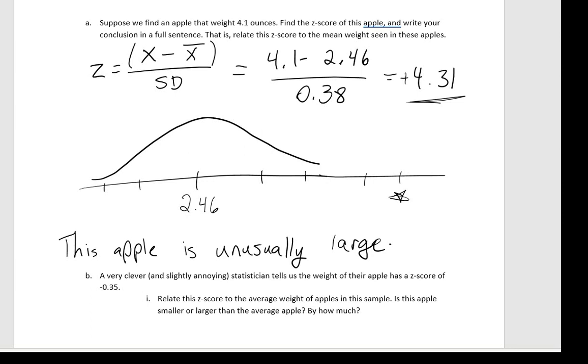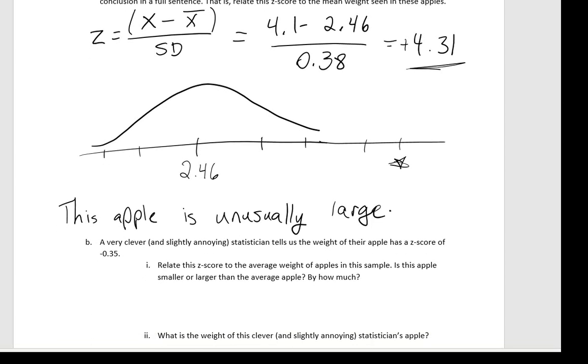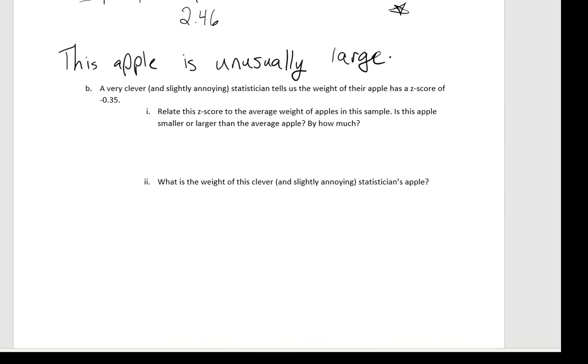Alright, now for part B, we're actually going to do the opposite. So we're going to use the z-score to say something about the weight and then use that to find the exact weight. So this z-score is negative 0.35. Since it's negative, that means that it's going to be smaller than the average apple. And when it asks us to determine by how much, well, it's less than 1 standard deviation away, so it's not going to be that much smaller than the average apple.